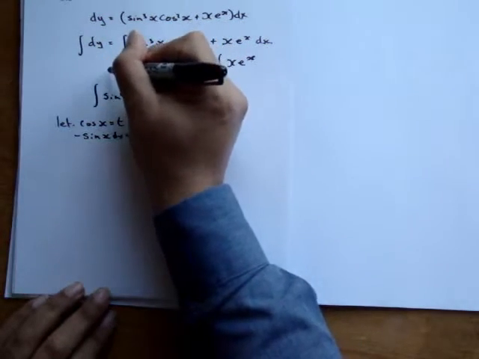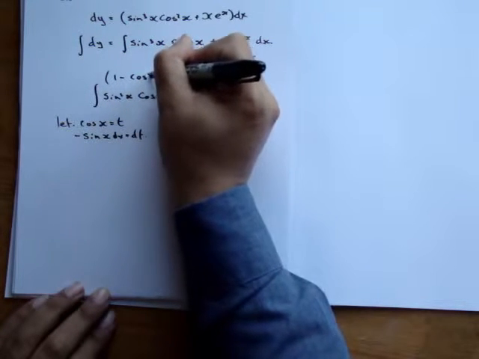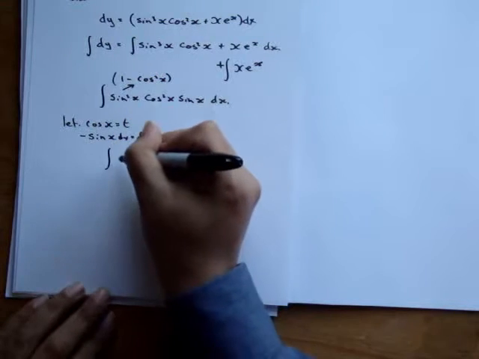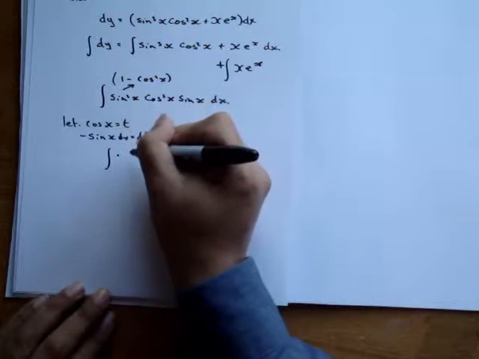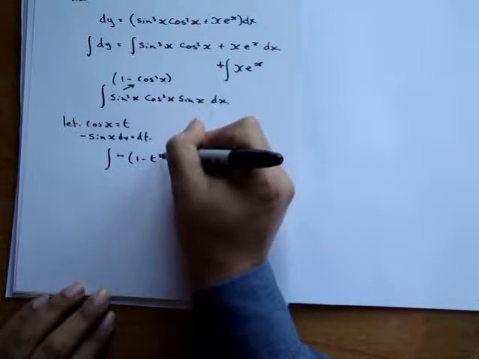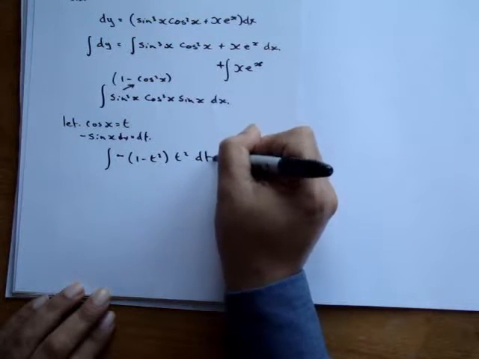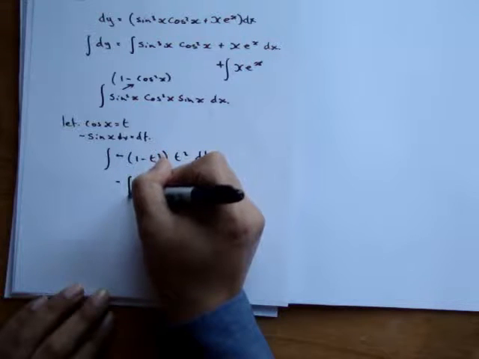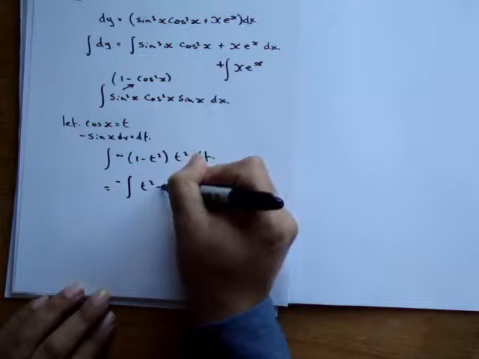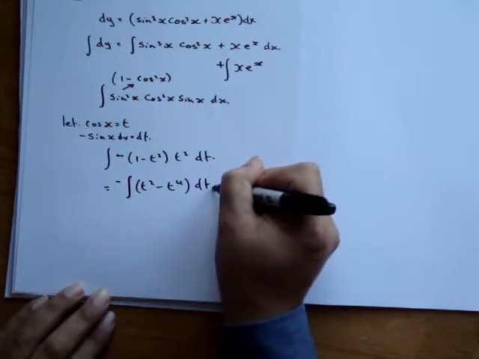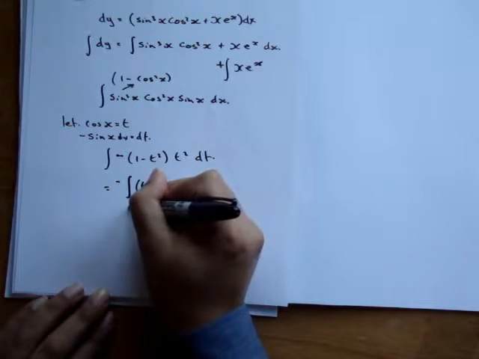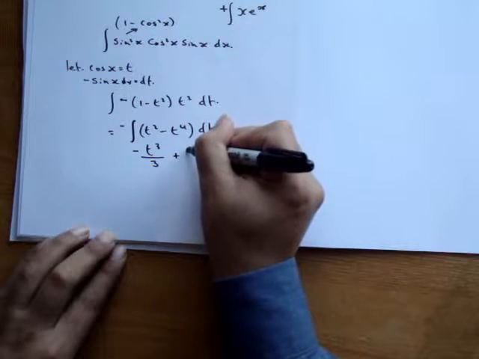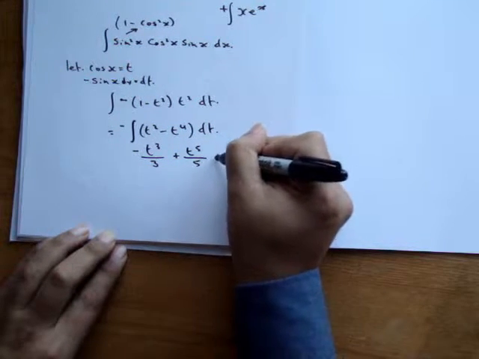So this sine squared x becomes, sine squared x is 1 minus cos squared x. So this becomes the integral of minus (1 minus t squared) t squared dt. And if we get rid of the brackets, that becomes the integral of t squared minus t to the 4 dt. When we do the integration, this becomes minus t cubed over 3 plus t to the 5 over 5 plus a constant.